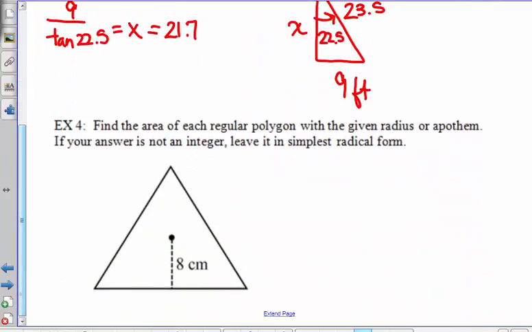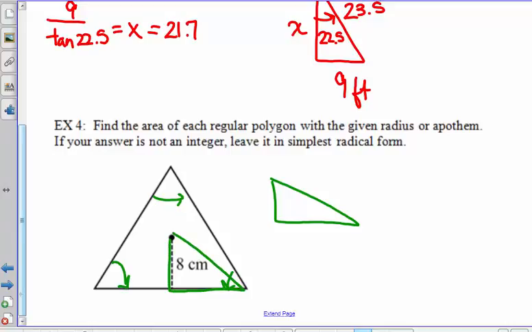Okay. Let's find the area of the regular polygon with the given radius. So here I have a regular polygon, which means all the sides are the same. So I know that these are all congruent right here. And it has an apothem. So the first thing that I'm going to do is just draw that little piece right here.